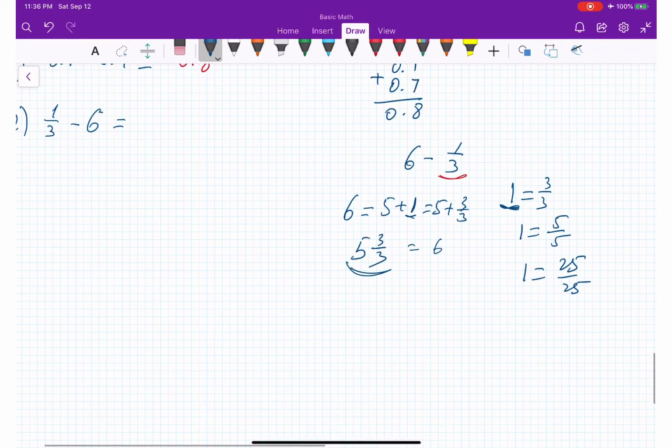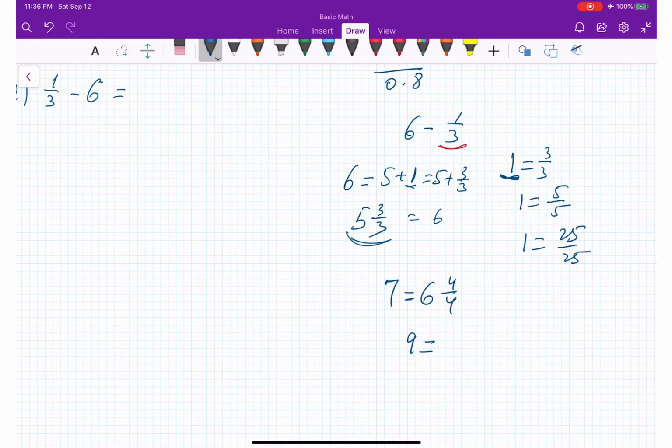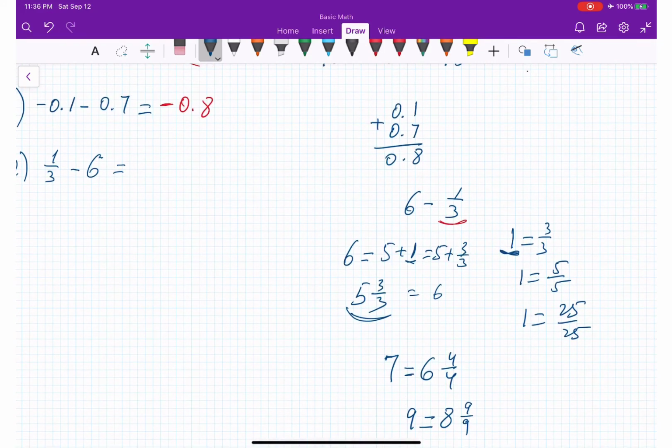If I have 7 and I need to represent it with denominator, let's say 4, I will borrow 1 from this 7, which will be 6, and that borrowed 1 I can represent as 4 over 4. If I have 9 and I want to represent it with denominator 9, based on what we need, it's going to be 8, I'm borrowing 1, and that borrowed 1 is going to be 9 over 9. You understand? Therefore, 6 minus 1/3.